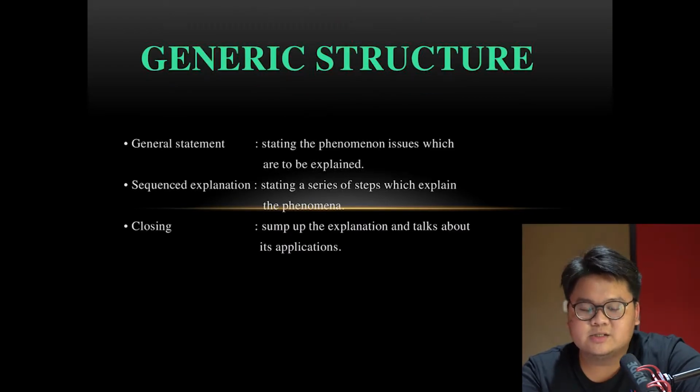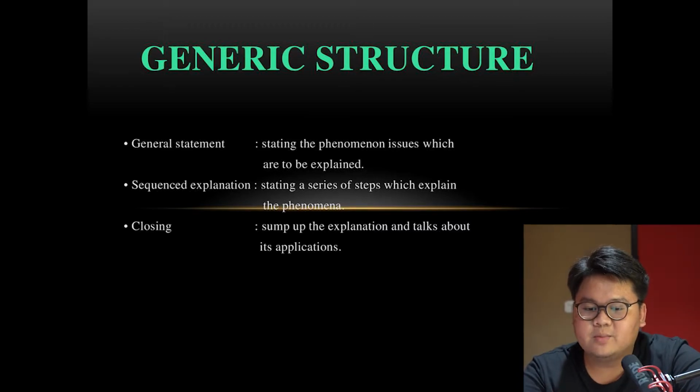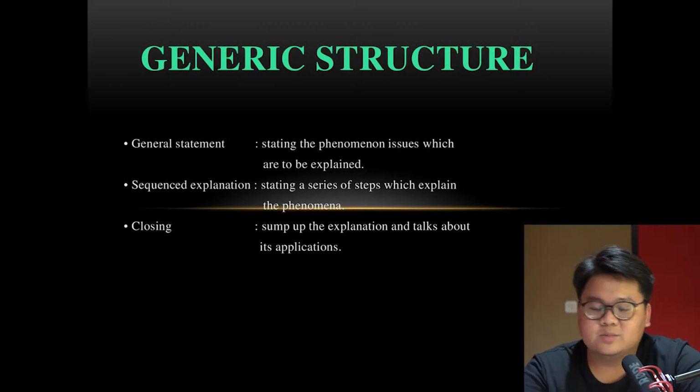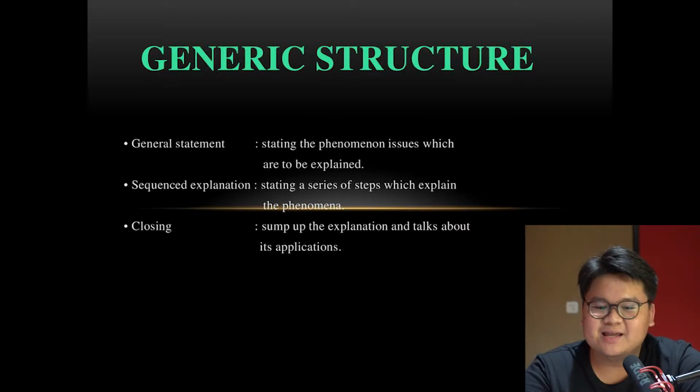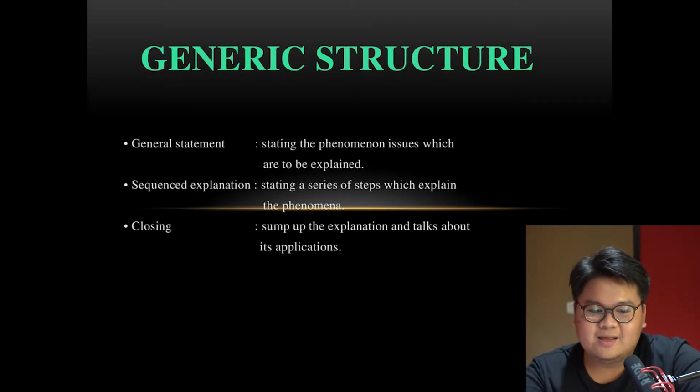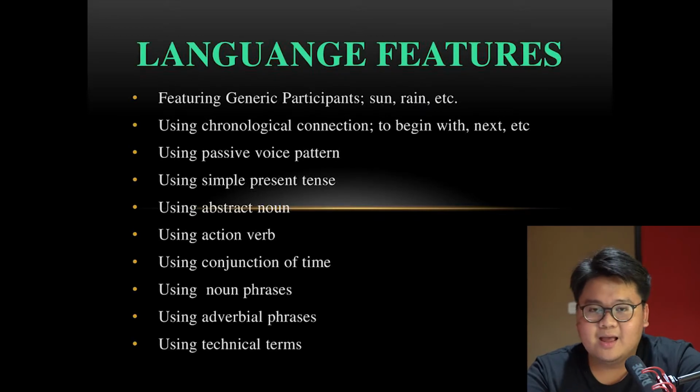The generic structure of the explanation text is, one, a general statement stating the phenomenon issues which are to be explained, and the second one, sequence explanation stating a series of steps which explain the phenomena, and then there's a closing that sums up the explanation and talks about its application. Then there are language features.